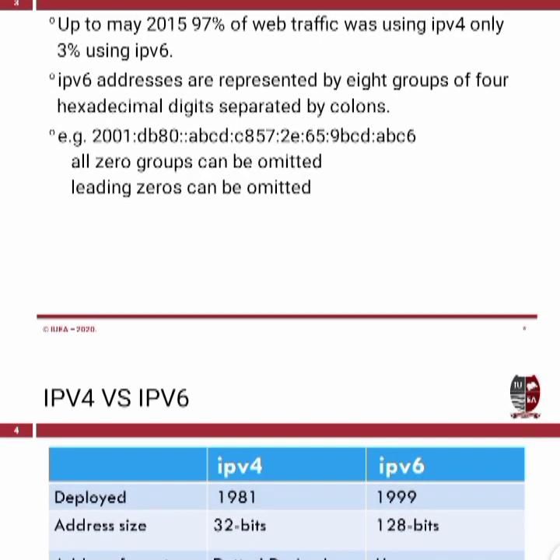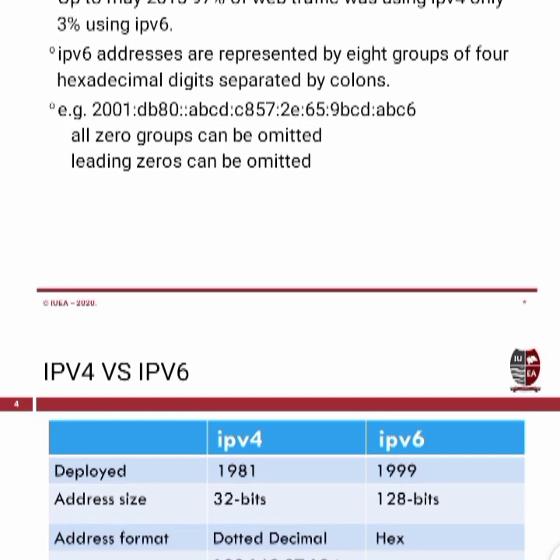Overview: up to May 2015, 97% of web traffic was using IP version 4, only 3% using IP version 6. IP version 6 addresses are represented by 8 groups of 4 hexadecimal digits, for example, 2001. All 0 groups can be omitted, leading zeros can be omitted.